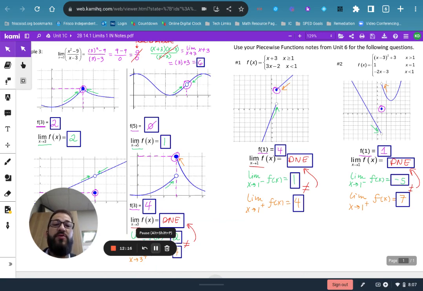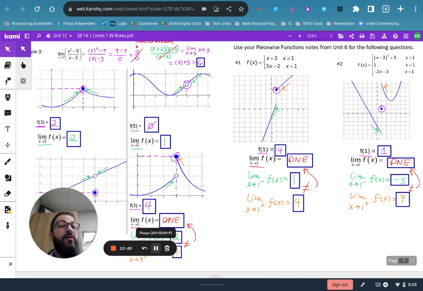All right, y'all. So hopefully you tried number 1 and number 2. Remember, we were finding the function value, the overall limit, and the left-sided and right-sided limit. So on number 1, we have a function value of 4. Our left side limit approaches and reaches a value of 1, while our right side limit approaches and reaches a value of 4. Those are not equal to each other, so we say the overall limit does not exist.